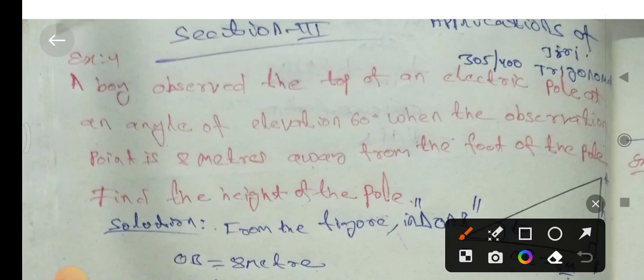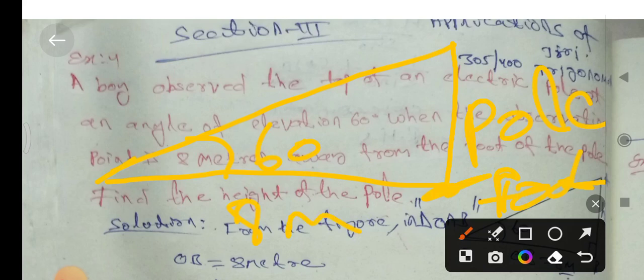A boy observed the top of an electrical pole at an angle of elevation 60 degrees when the observation point is 8 meters from the foot of the pole. Find the height of the pole.